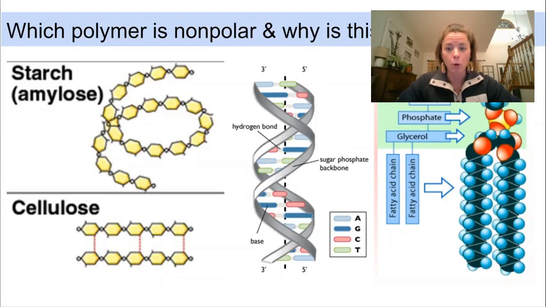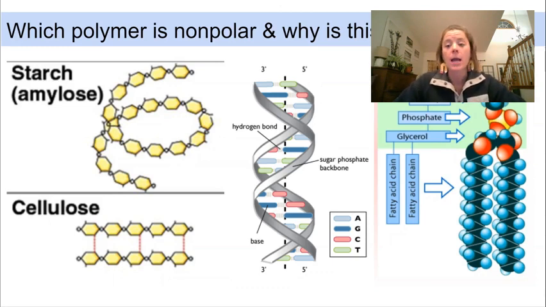In the nonpolar molecule that you have in here, your cellulose is not pulling on one another, and then that DNA molecule that's in the middle is also not pulling. It has an even distribution of charge through the middle of it. That's really important because we need our DNA molecule to be really stable.